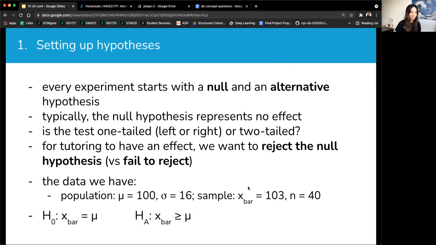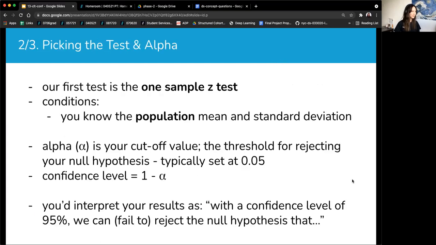have an average IQ of 103, and there are 40 students. So that's step one, just setting up our hypothesis, really just writing this last line out. Okay. Steps 2 and 3 are picking the test and your alpha. So first, picking the test.